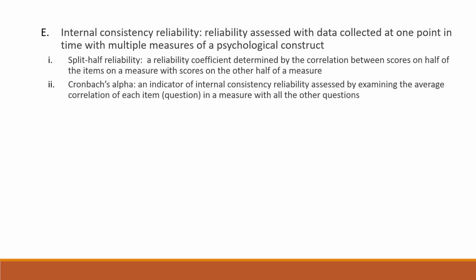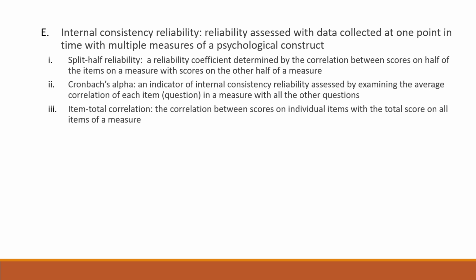The second is Cronbach's alpha, which is an indicator of internal consistency reliability assessed by examining the average correlation of each item, or each question in most cases, in a measure with the other questions.